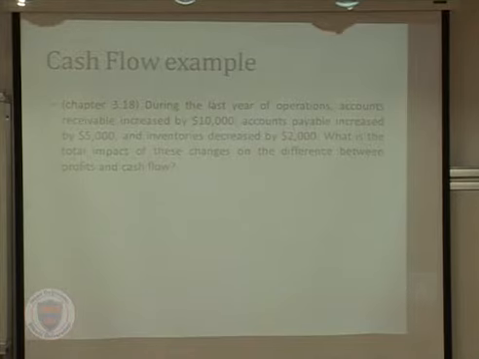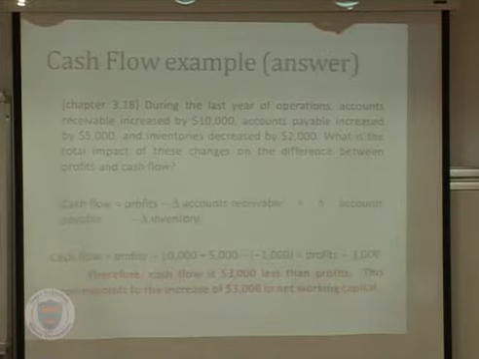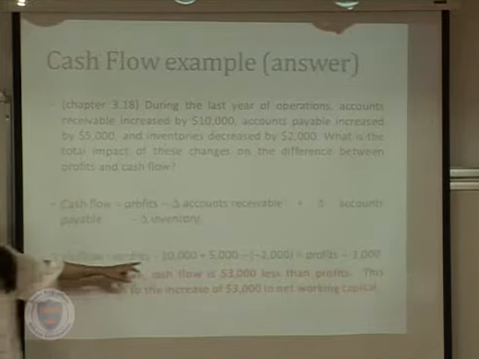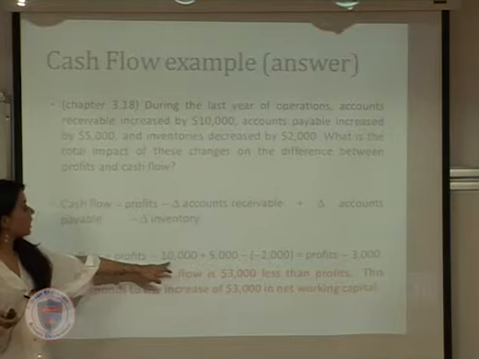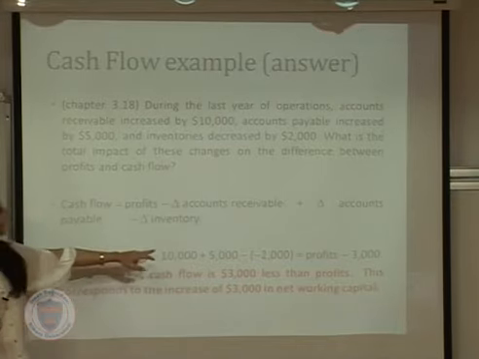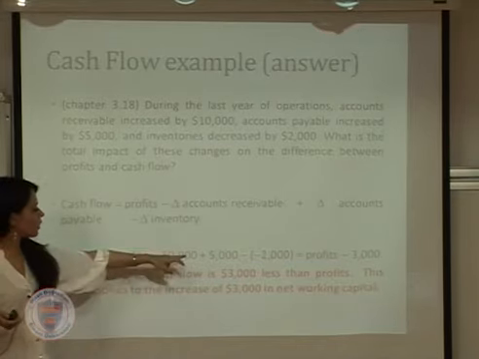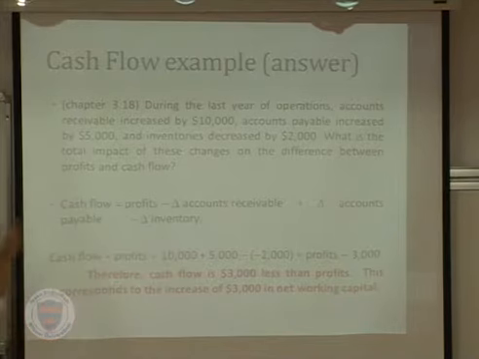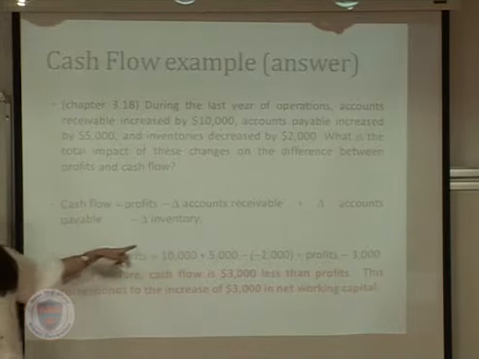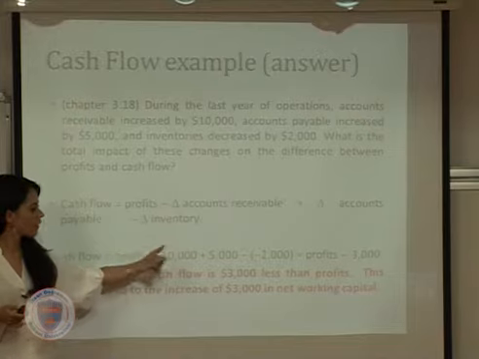Okay. So what do we have? We have a decrease of 10,000 because of accounts receivable. We have an increase of 5,000 because of the accounts payable. And because of the inventory, we have an increase.